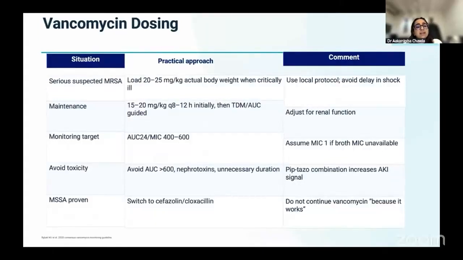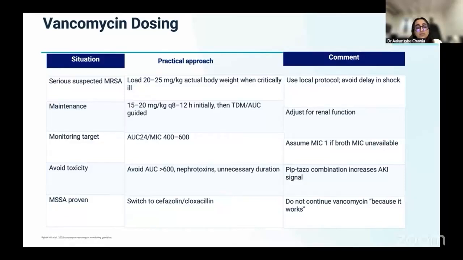Then in suspected serious MRSA infection, the loading dose of vancomycin is 20 to 25 mg per kg, actual body weight. Maintenance is 15 to 20 mg per kg IV 8 to 12 hourly initially. And then, if it's possible to do therapeutic drug monitoring, or if you can do the AUC guided monitoring, that is preferred if it's available. The target is to keep the AUC 24 over MIC between 400 to 600.